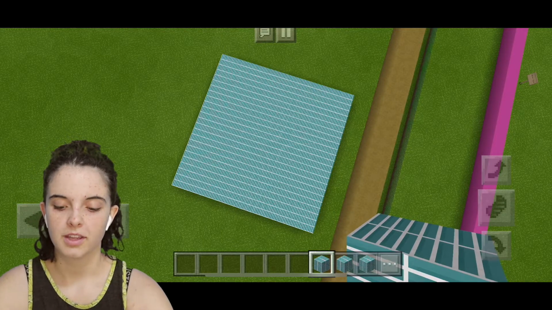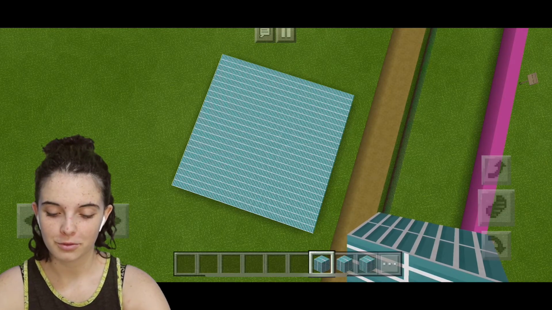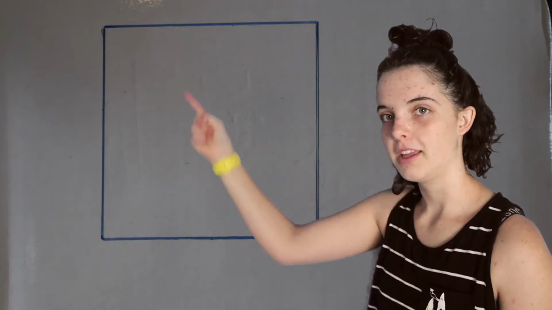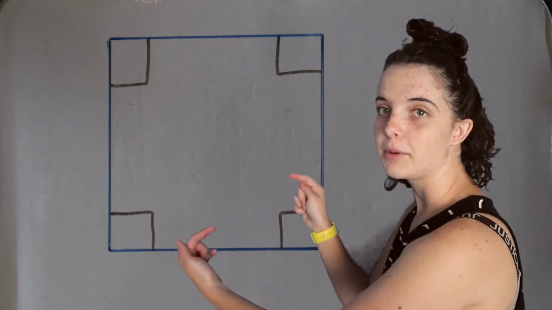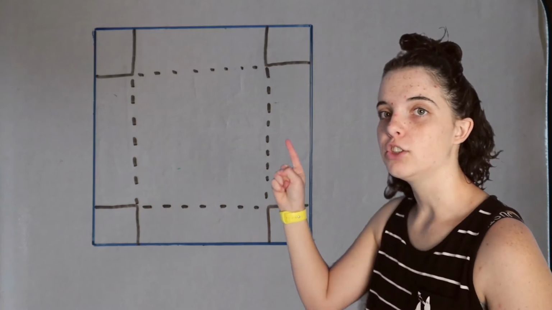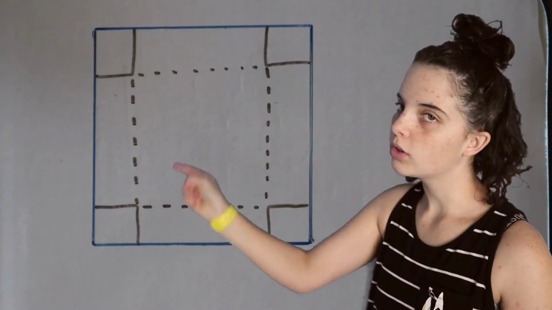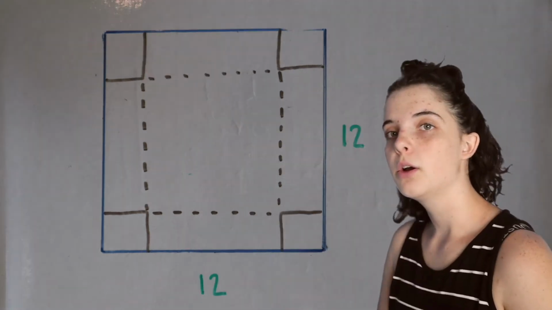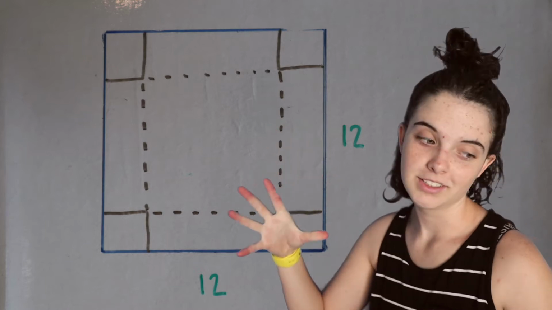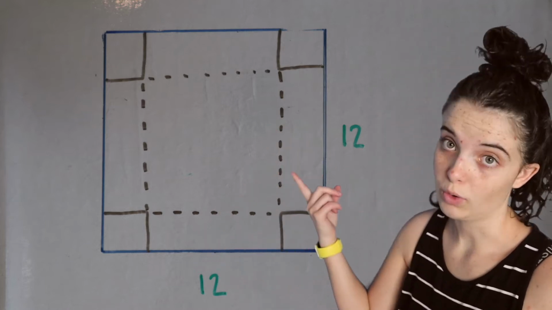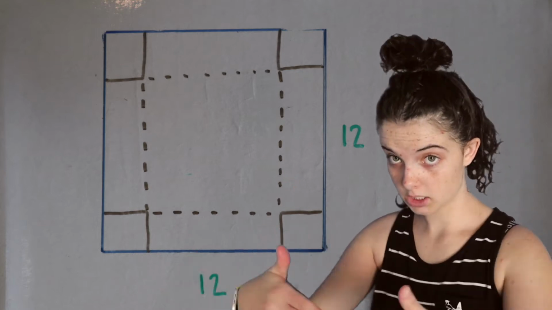Here's what we get if we lay out all the 144 blocks in a 12 by 12 square. Here's the square base, and here are the corners that we have to chop off. We can make a dotted line to each corner, because that is where it's going to fold up. We know it's 12 by 12 because we have 144 blocks and we're making a square, so it's 12 and 12, completely flat.